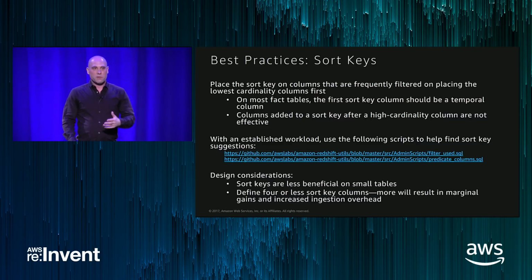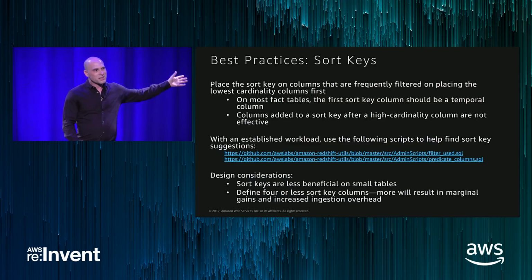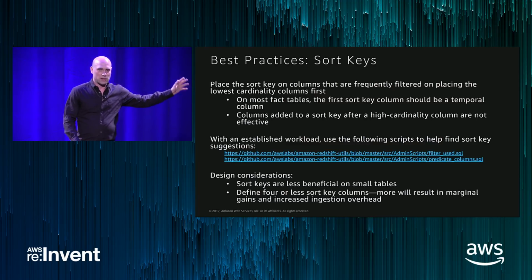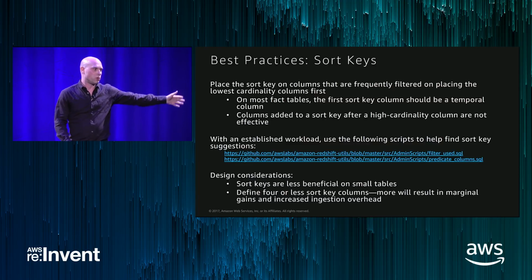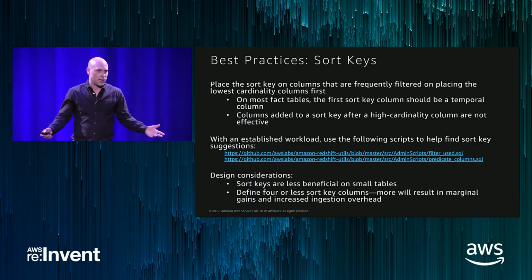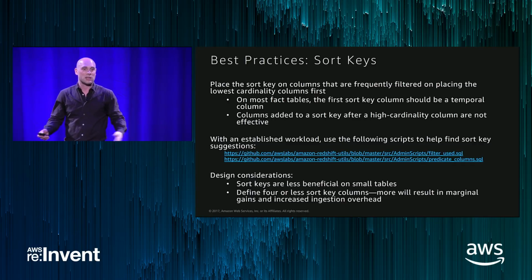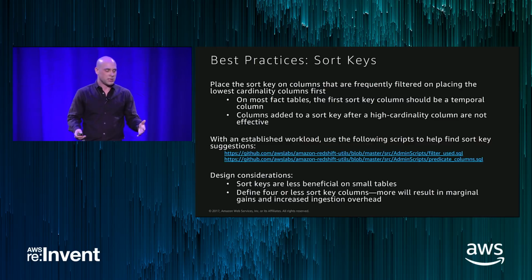One thing to make a note of is sort keys on really small tables, they're not really necessary. So if you have a table of, say, 10,000 rows, you don't really need to sort it because chances are the table only has one block anyways, and there's not really anything to optimize in the zone maps.